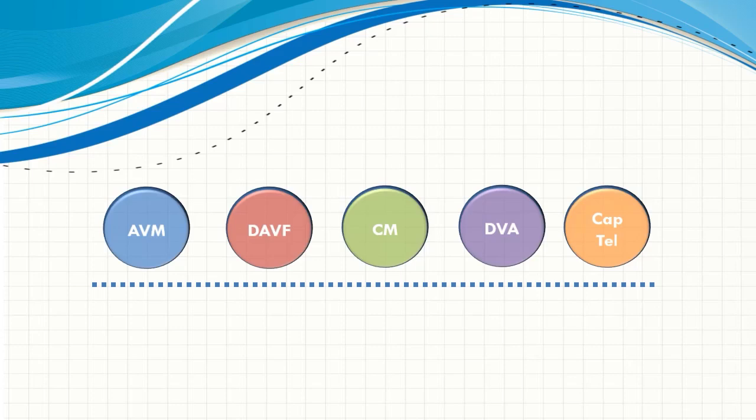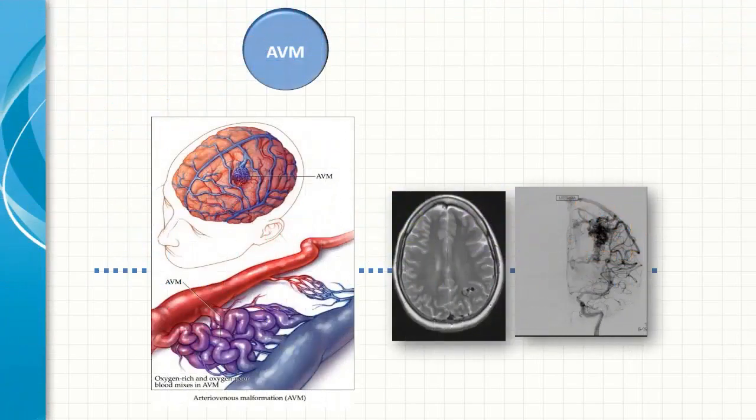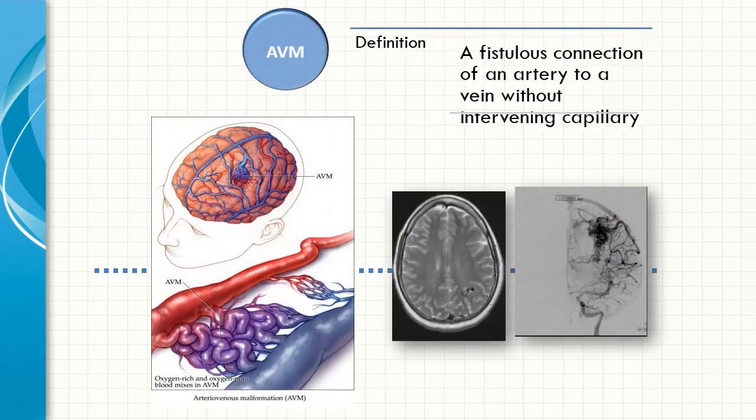I'm going to be talking about arteriovenous malformations, dural AV fistulas, cavernous malformations, developmental venous anomalies, and capillary telangiectasias. We will start with AVM. AVM are fistulous connection of an artery and vein without an intervening capillary. They are commonly detected on brain imaging, such as MRI, and subsequently conventional angiography.